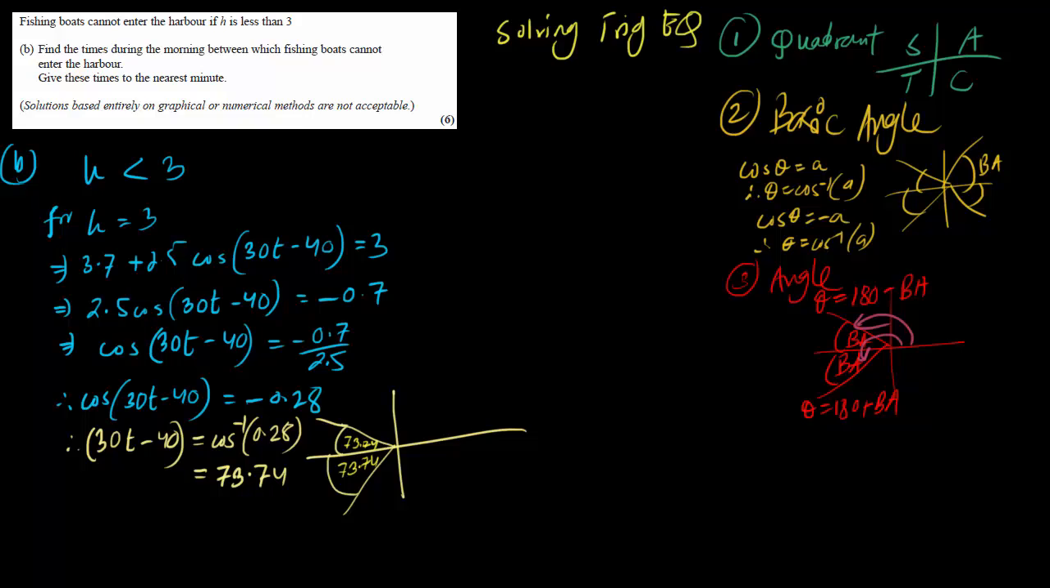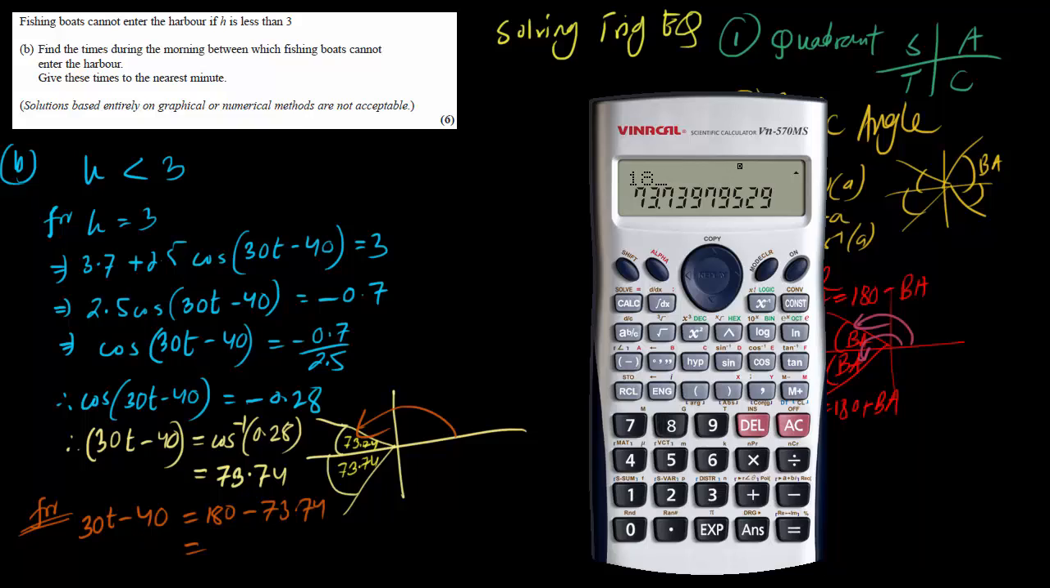So what we can do right now is write, now remember one thing, this is a compound angle. 30t minus 40 is a compound angle. We do not break the compound angle at all until the end of the sum. So this is going to be 30t minus 40 equals 180 degrees minus the basic angle, which is 73.74, and that is 180 minus 73.74, 106.26.